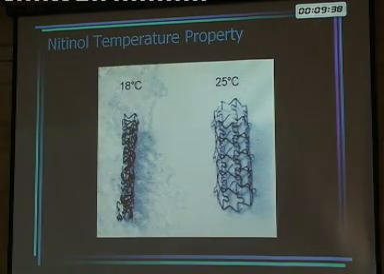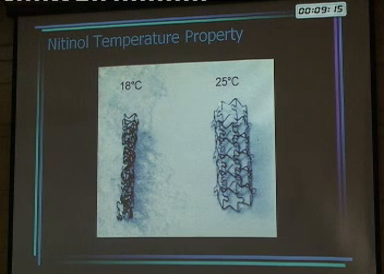Nitinol is a very interesting metal and has a temperature property. At colder temperature, it's compressed, and that's how they're able to compress it and put it on a deployer, which I'll show you. At body temperature, it expands and opens up. And that's why when you place the stent, you wait a little bit, a day or so, and it expands nicely because of the shape memory and the temperature property of that metal.